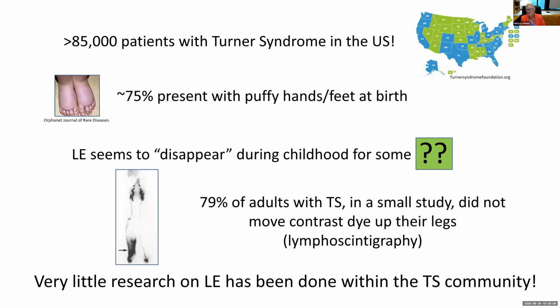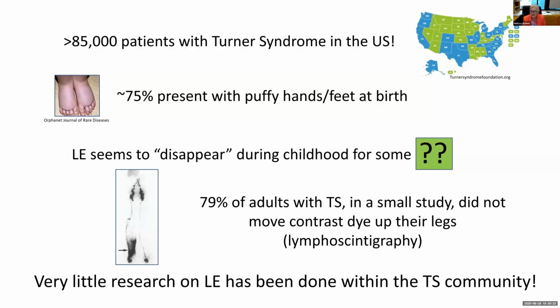And so I'm astonished. I'm not a Turner syndrome researcher at base. I'm a lymphedema researcher, but I was astonished to find there are over 85,000 patients with Turner syndrome in the US, and about 3/4 of them will present with puffy hands and feet at birth, which is lymphedema. It seems to disappear, quote unquote. We don't really know that it does during childhood for some of them.